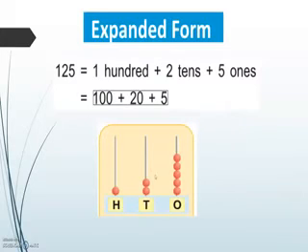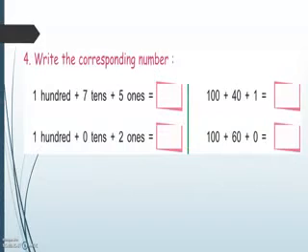Okay. Now look at the expanded form. This is the third part of Chapter 1, Numbers up to 200. Now we are going to discuss exercise question number 4. Write the corresponding number. Here we have to write the corresponding number from the expanded numbers given. See, 100 means 1 is in the hundreds place. And we can write 1 in the hundreds place.